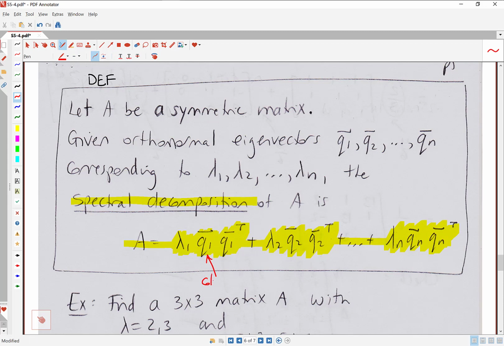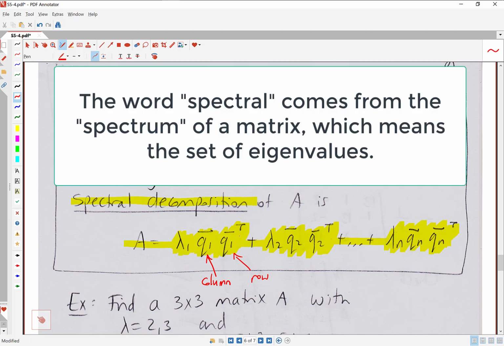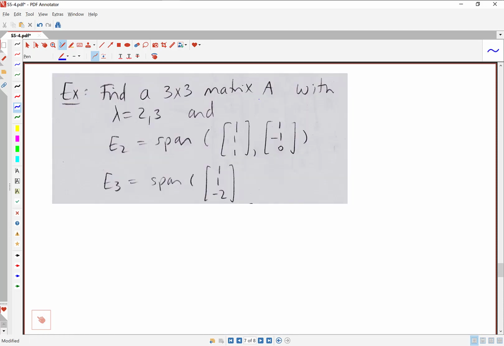Q1 is going to be a column, and Q1 transpose is going to be a row. So we're going to be multiplying a column times a row, and this is why we discussed the outer product expansion, because that's just going to help us with the actual algebra of multiplying this thing out. So we're going to find a 3 by 3 matrix A with eigenvalues 2 and 3, and we know something about the eigenspaces. Let's go back to our spectral decomposition statement and just figure out what's required.